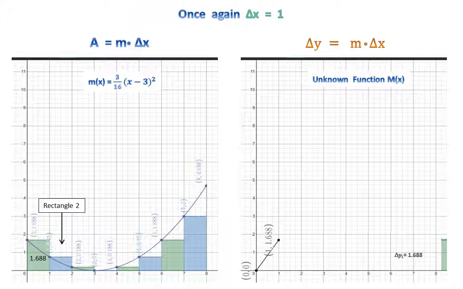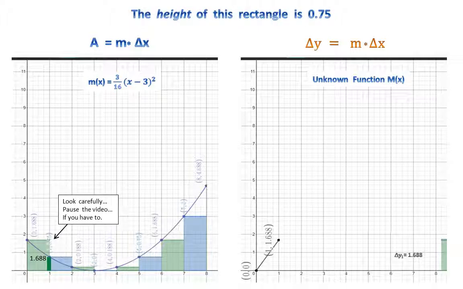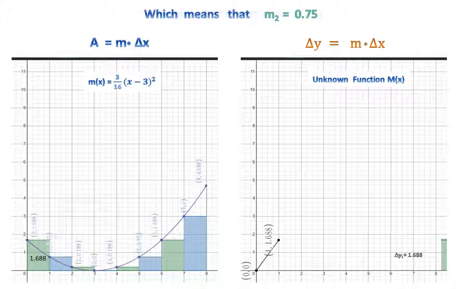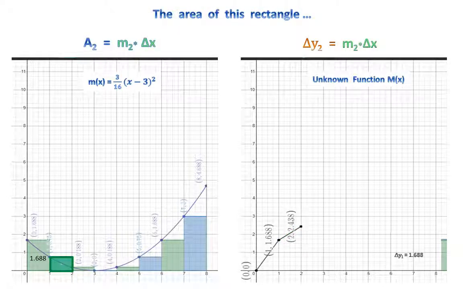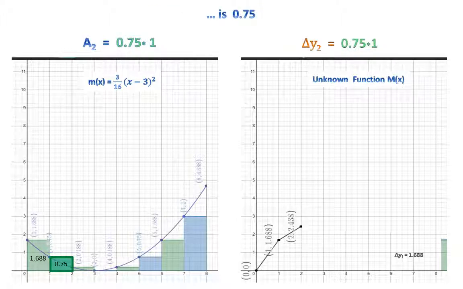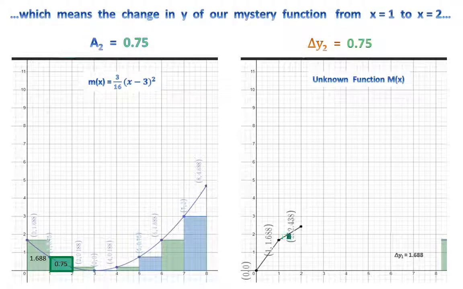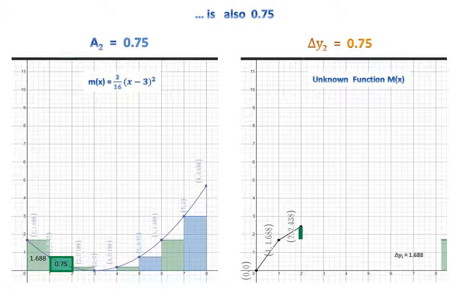Once again, delta x equals 1. The height of this rectangle is 0.75, which means that little m2 is equal to 0.75. And the average slope of our mystery function from x equals 1 to x equals 2 is 0.75. The area of this rectangle is 0.75, which means that the change in y of our mystery function from x equals 1 to x equals 2 is also 0.75.